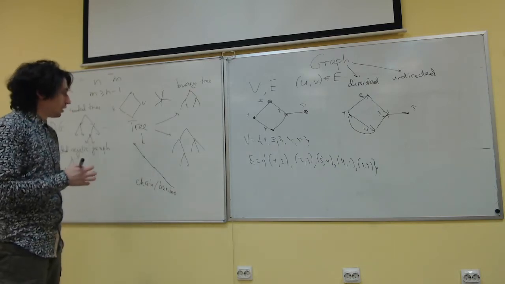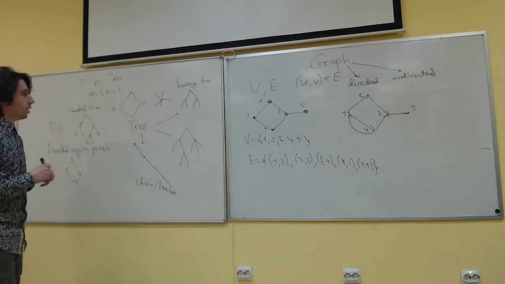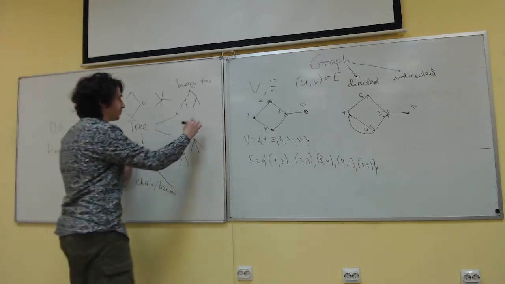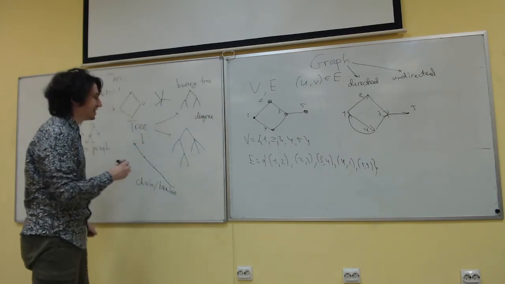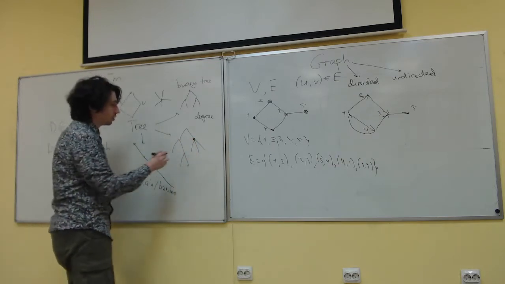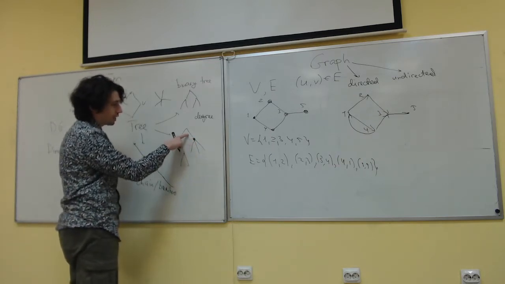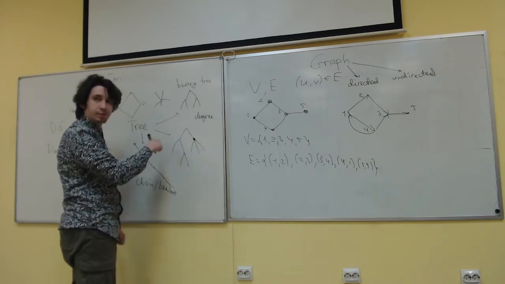So let us talk a little bit further about another thing, which is degree. The degree of a vertex is the number of adjacent edges. So for example, this vertex has degree 4 because it has 4 neighbors.